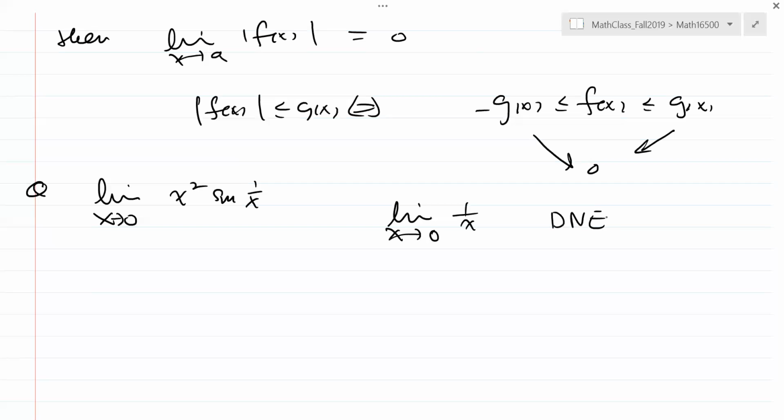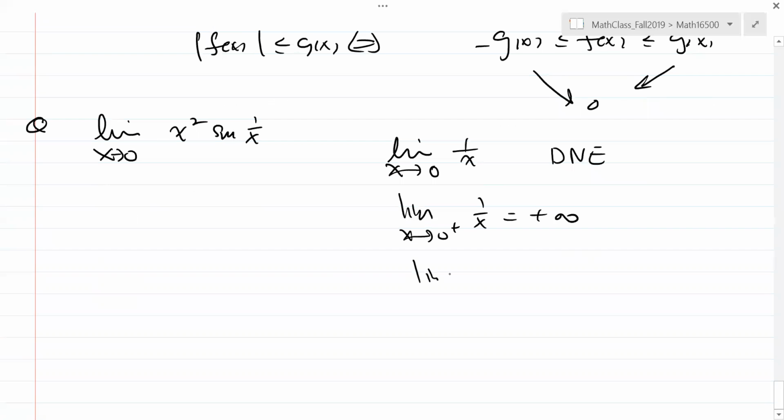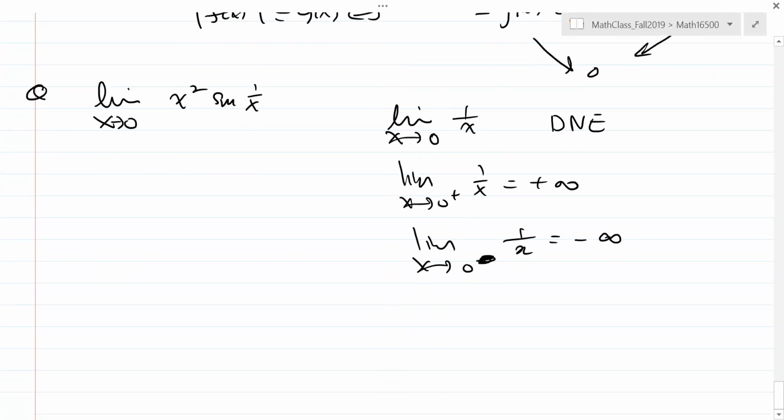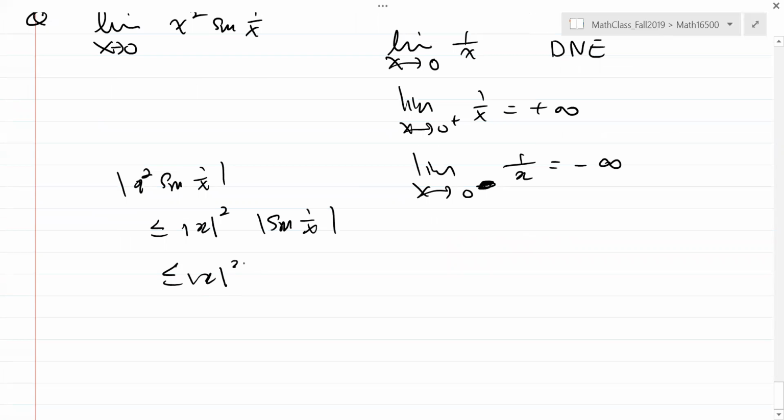But the right hand limit of 1 over x is going to be positive infinity. Maybe this also explains it to you. When x approaches 0 from the negative side, it's going to be negative infinity. But how can I find the limit of x squared times sine of 1 over x? Okay. We observe that absolute value of sine of 1 over x is smaller than or equal to 1.